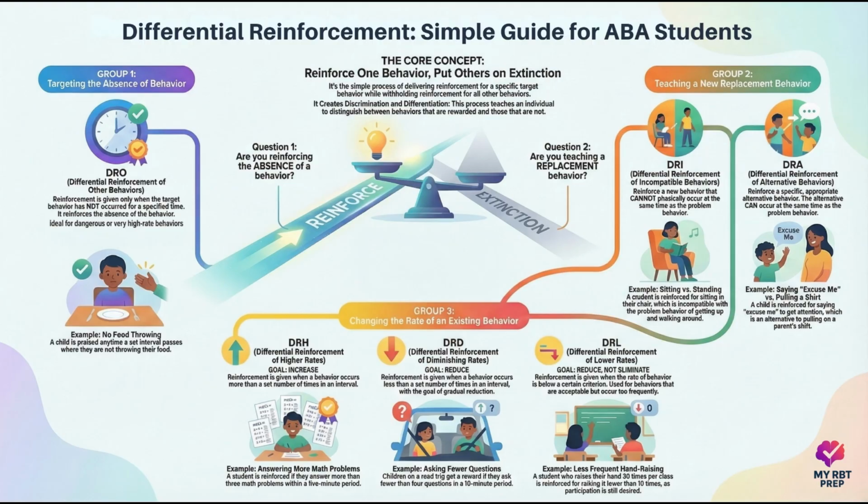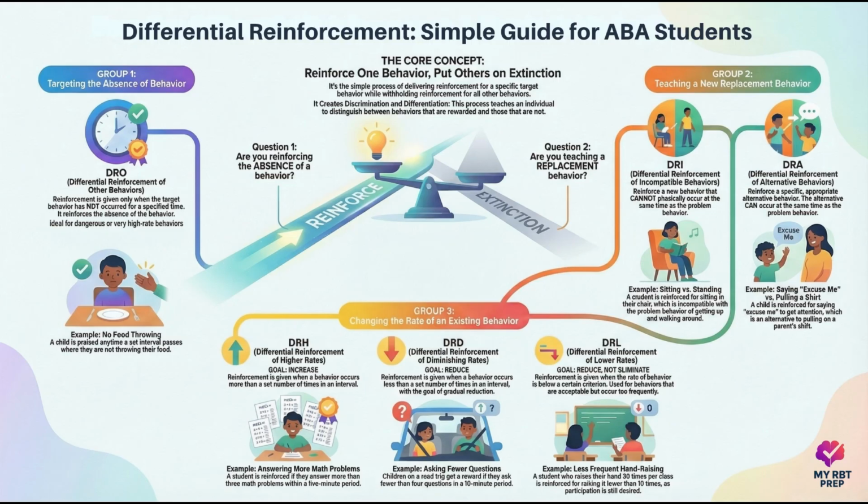Finally, drop down to the bottom tier, Group 3. This is about fine-tuning the volume of an existing behavior. If you need more hustle, use DRH, high rates. We want that student solving more math problems faster. But look closely at the distinction between DRD and DRL in the center and right. This is where most students fail the exam.